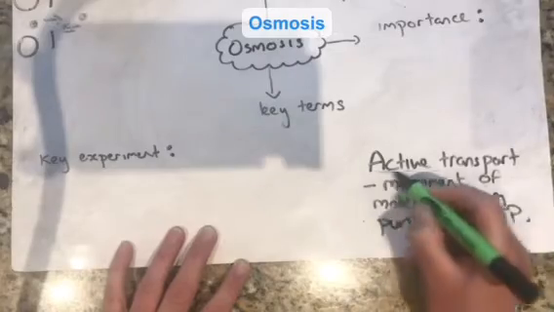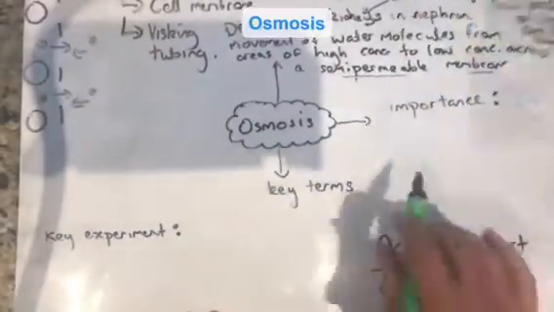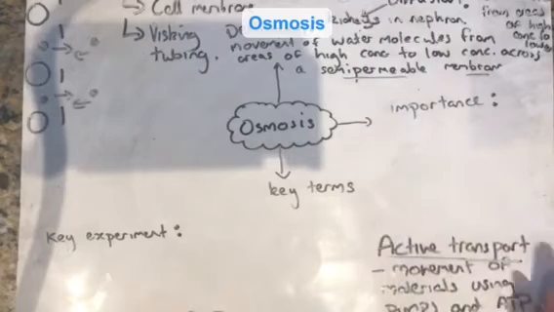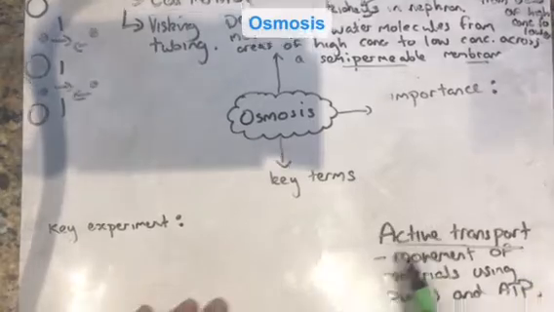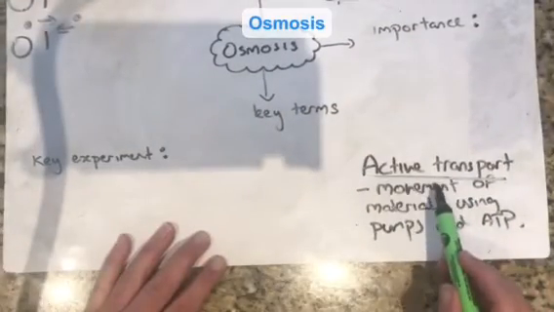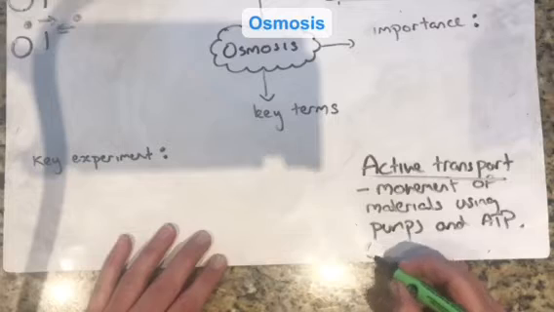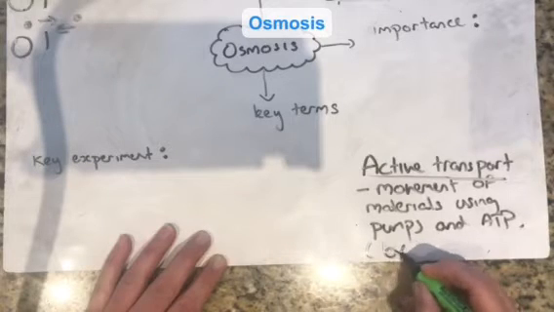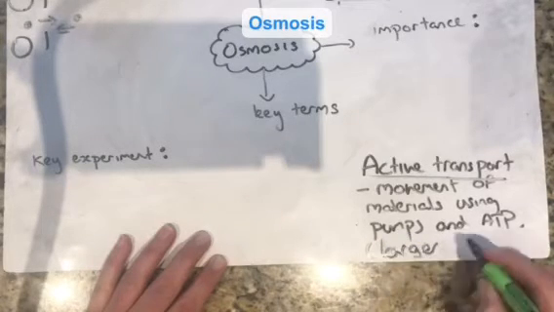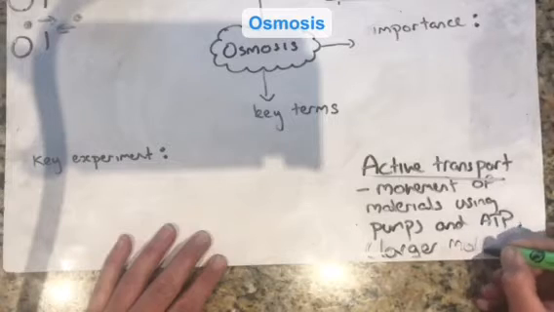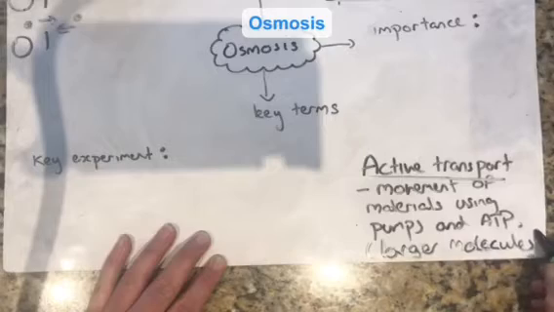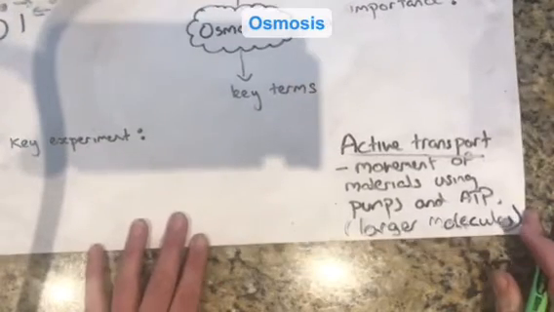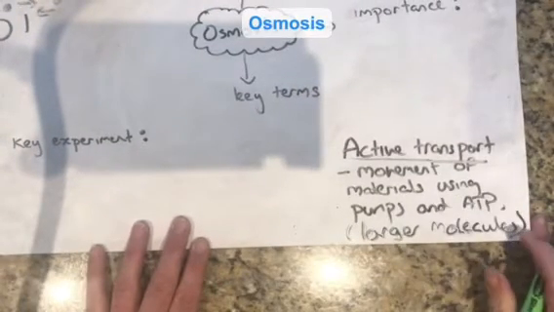Okay, active transport is the opposite of osmosis and diffusion. Osmosis and diffusion are what are called passive transport. They do not require any energy to happen, okay? Whereas active transport does require ATP to occur, and it usually only occurs for larger molecules, such as sugars, such as proteins, such as enzymes. That's where you're going to see at most active transport, okay?